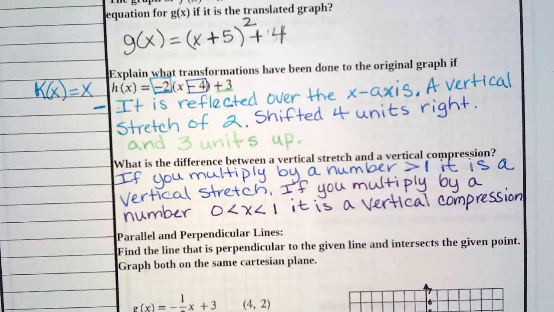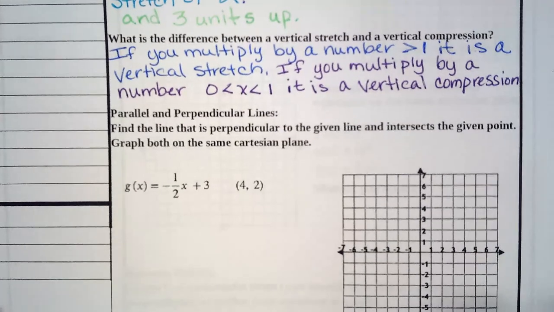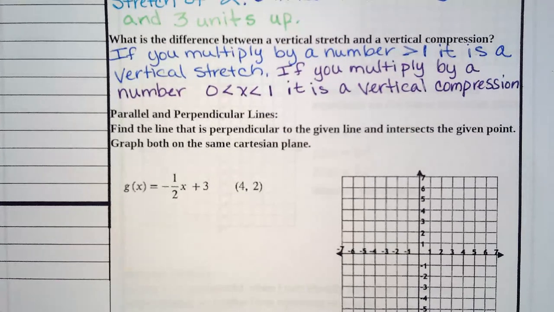So, to make it bigger, any number greater than 1. To make it squished, a fraction between 0 and 1. Okay, find the line that is perpendicular to the given line and intersects the given point. Graph both on the same Cartesian plane.